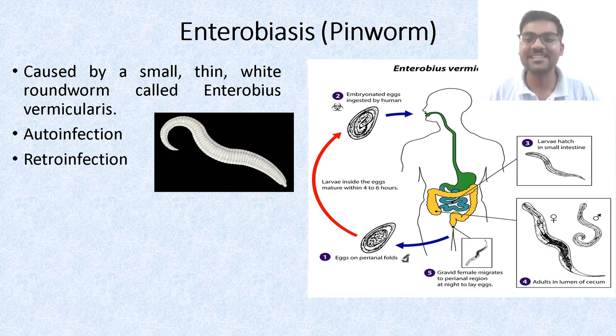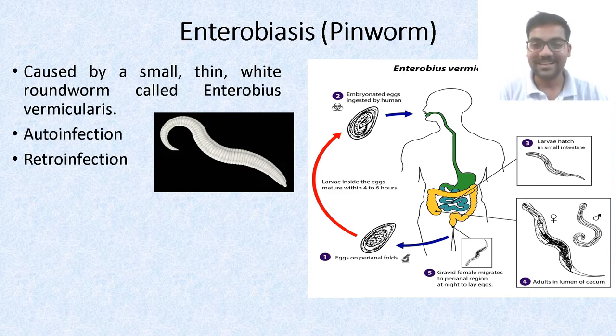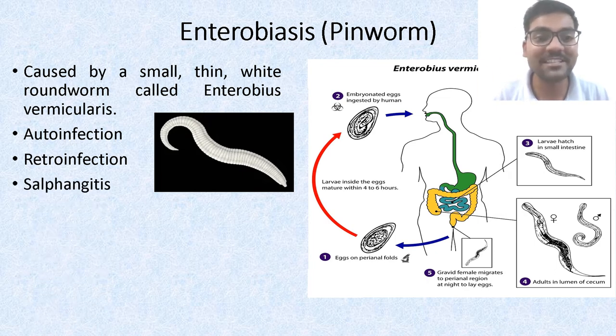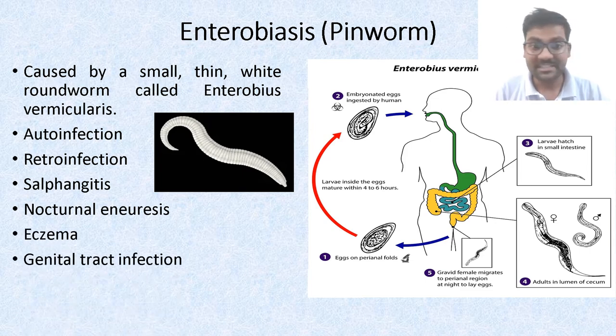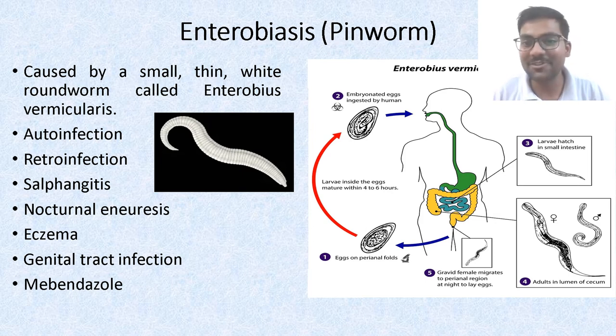Now, retroinfection. What is retroinfection? In children or adult females, the pinworm comes out at the perianal region at night time. It will move into the vulvar or genitourinary region of patients, go through the vagina, and enter the uterus and fallopian tube. Salpingitis, nocturnal enuresis, eczema, genital tract infection. The drug of choice is, as usual, mebendazole. Always take consultation from a pediatrician before taking any medicine.